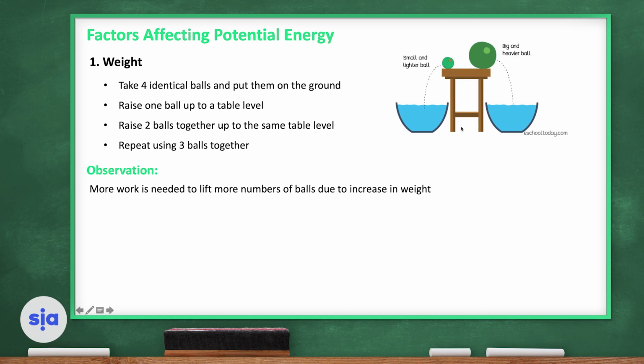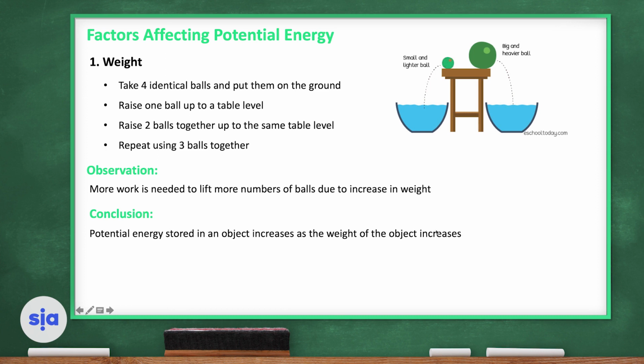In another word, it's very easy to lift a small and light ball, but more work is needed to lift a bigger and heavier ball. So the conclusion is potential energy stored in an object increases as the weight of the object increases. And as a rule, weight is calculated by multiplying mass by the acceleration of gravity.